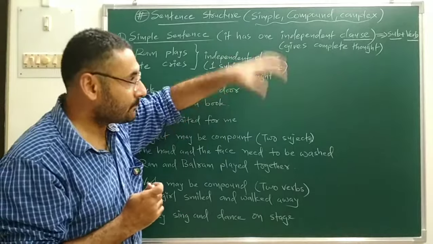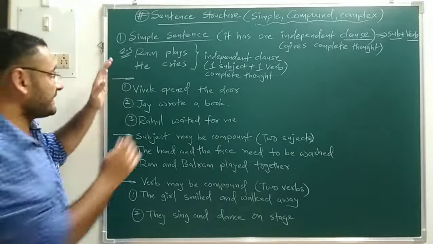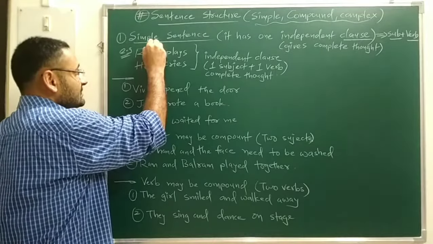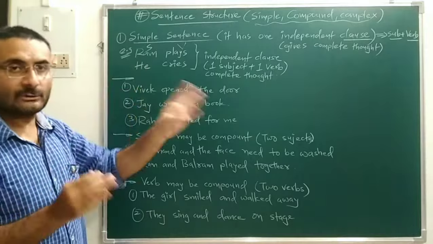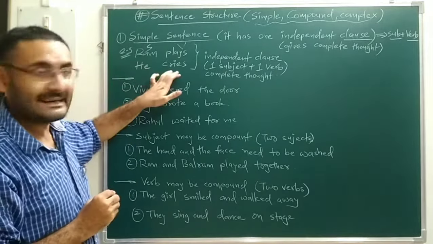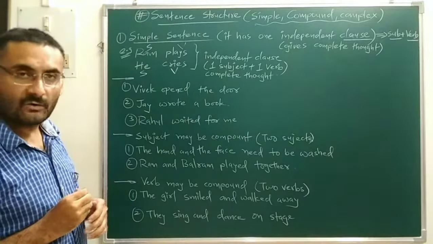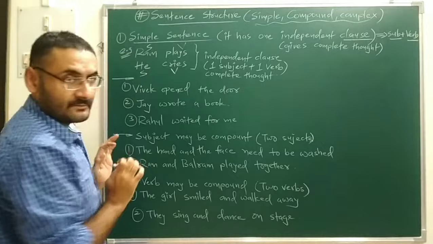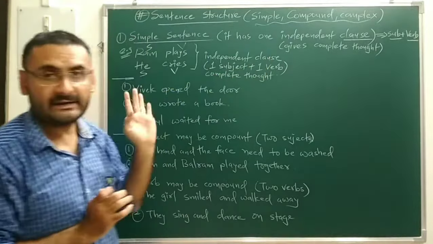Now we'll take examples of independent clauses. Say, over here, Ram plays, that is a group of words which consists of one subject and one verb. So with Ram plays, a complete thought is given. Yes, we know Ram is playing. Another is he cries. He is the subject, and cries is the verb. That is a group of words which gives complete information. So that is known as an independent clause.